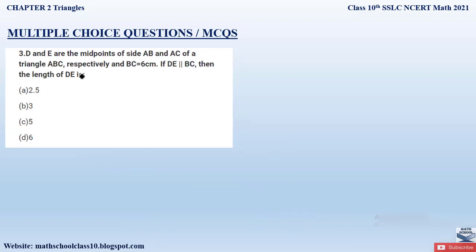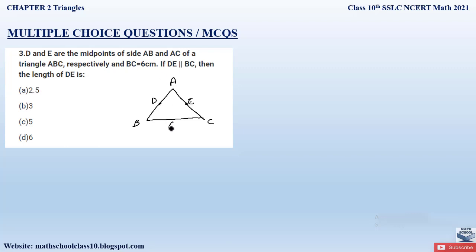Coming to our next question, D and E are the midpoints of the side AB and AC of a triangle ABC respectively, and BC is equal to 6 centimeters. If DE is parallel to BC, then the length of DE is. So we have a triangle ABC, and they're saying D and E are the midpoints of the side AB and AC. So D is the midpoint of AB and E is the midpoint of AC.